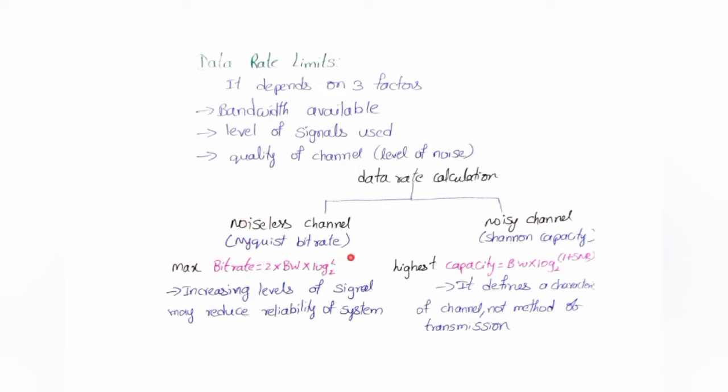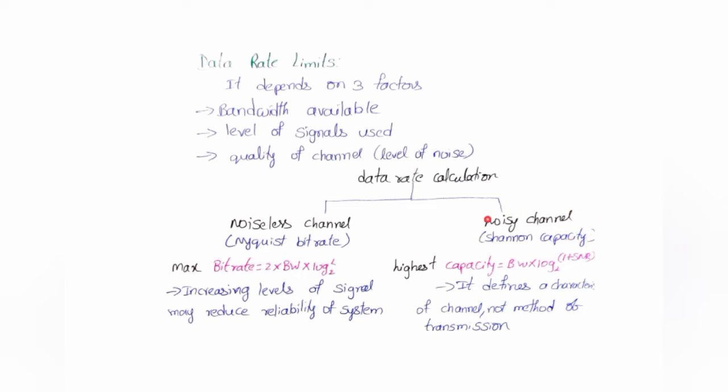Okay, so it's a transmission medium with no noise. While transmitting the data there will be noise, right? But we are considering a channel without the noise. The maximum bit rate is equal to 2 into bandwidth into log L base 2. If we increase the number of levels in the noiseless channel, then it will reduce the reliability of the system.